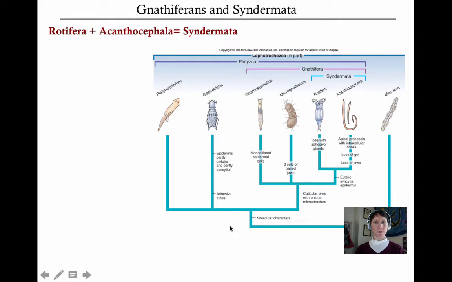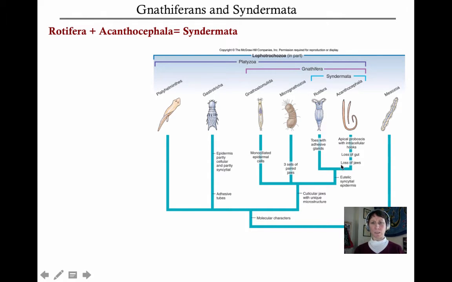This is a picture from your book, and let me just orient you. Here's the flatworms, and see these terms above. Clearly this is part of the Lophotrochozoa. It extends further out here, and this whole clade is the Platyzoa, the flat animals. There are several things that we're going to skip in here, but those two terms that you just saw in the phylogeny, Gnathifera and Syndermata, are here. So let me introduce you to these terms.